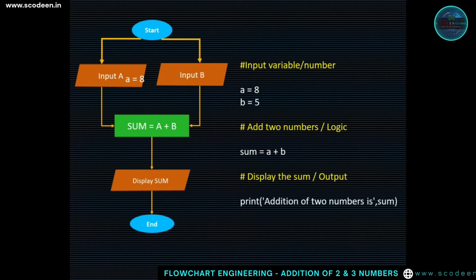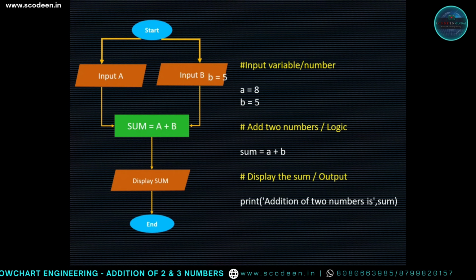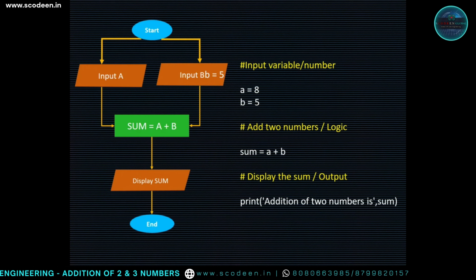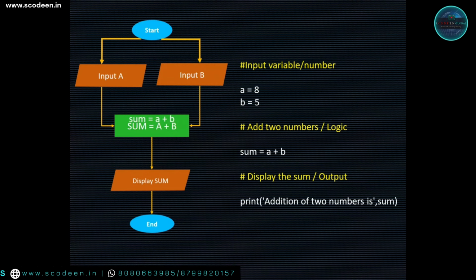So here input A, and here the input B. So in this case, what is the logic here? Sum is equal to A plus B, and finally we are going to display the output, that is the print statement.